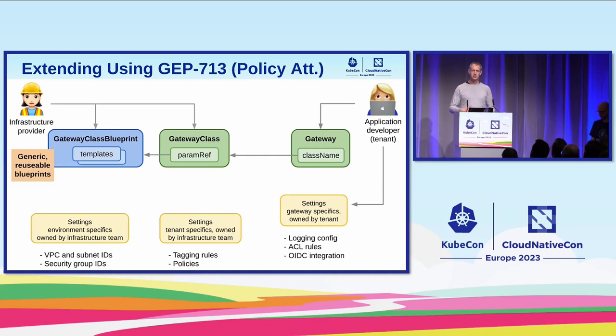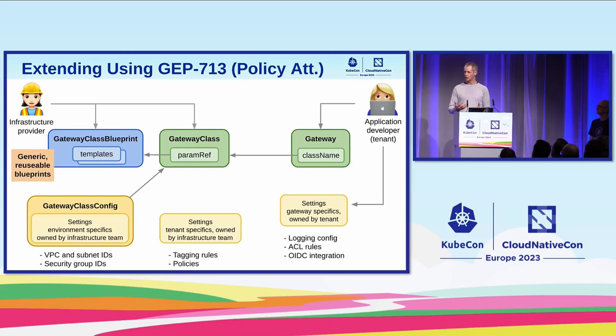And to do that, we created two more CRDs. We created something we call a gateway class config. It's a CRD that contains the contextual configuration that is needed, for example, the VPC and subnet IDs. And then we use this GEP 713 mechanism to attach that CRD to the gateway class. So we're basically saying whenever you want to implement a data path from this gateway class and the associated blueprint, then this is the environment-specific context configuration that you should also need in this.